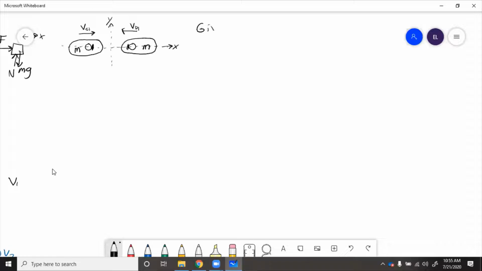So if we're given masses of the cars, initial velocity of Catherine, initial velocity of Daniel, we need to find the final velocities of Daniel and Catherine. So we'll also need to know coefficient of restitution.